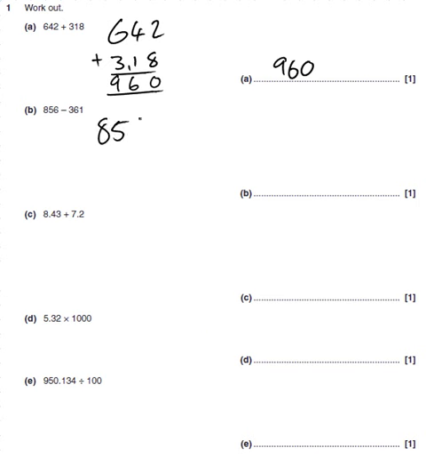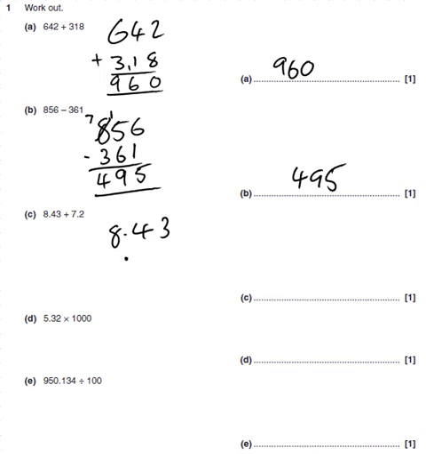Then we've got a takeaway. There are other methods to do on this one, but I prefer the columns. So 6 take away 1 is 5. 5 take away 6 gives you a negative, so you need to borrow 1 from the 8. So 15 take away 6 is 9, and then 7 take away 3 is 4. So 4, 9, 5.